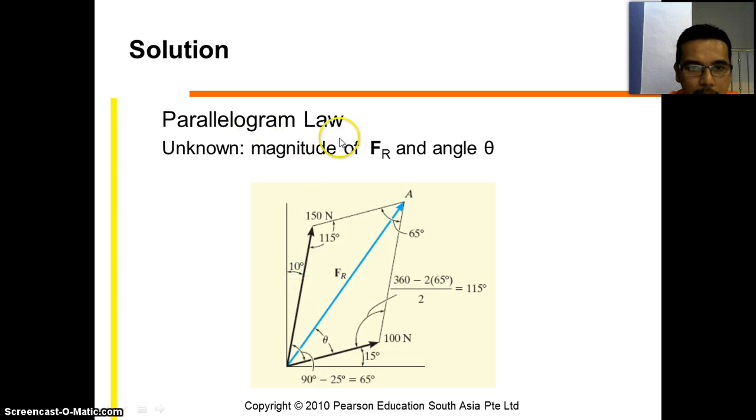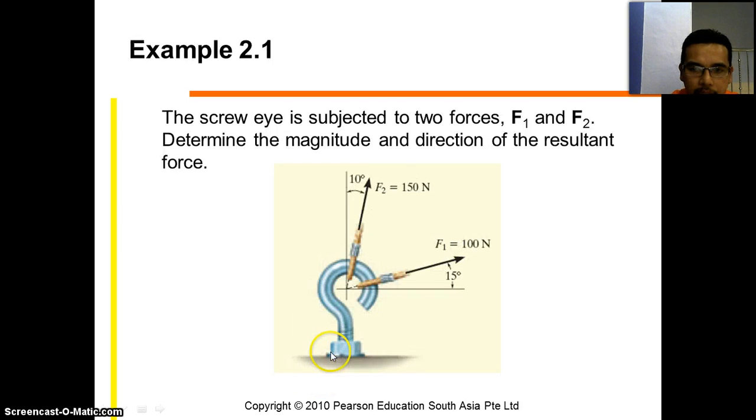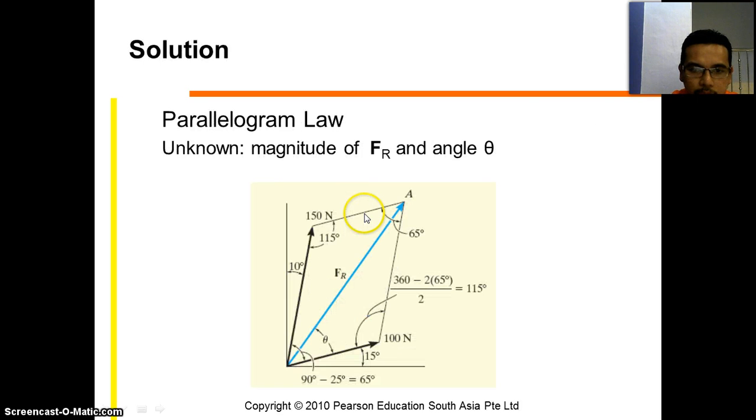So by using the parallelogram method, we have here F1, and we draw a parallel at the head of F1, putting the tail of F2 at the head of F1. Then parallel to F2, we put the tail of F1 at the head of F2. So we can draw the diagonal line from the original end to the final created end A. So it's the resultant force. So here we have the 100 Newton and 150 Newton. So this one is 100, this one is 150.